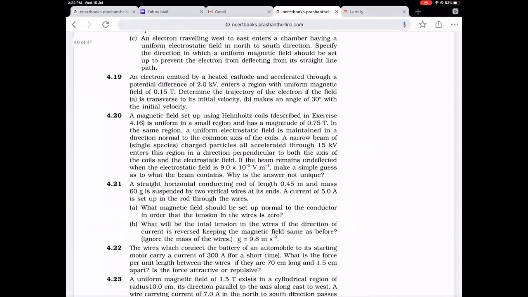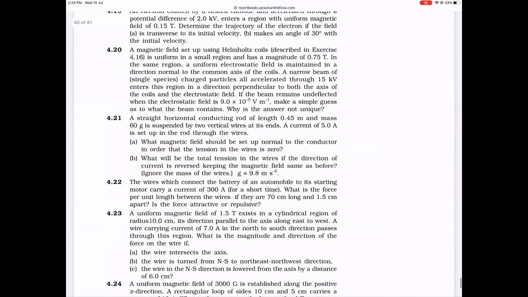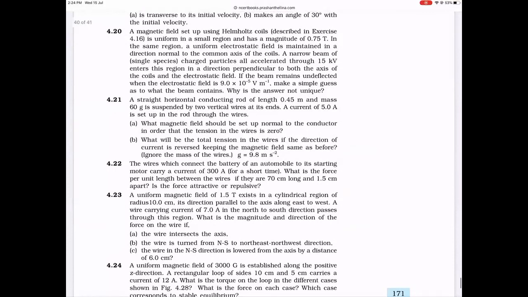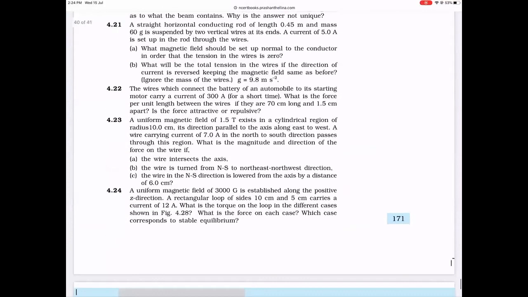Yes. So 21 is also simple. I'll explain 21. Next, go to 22.